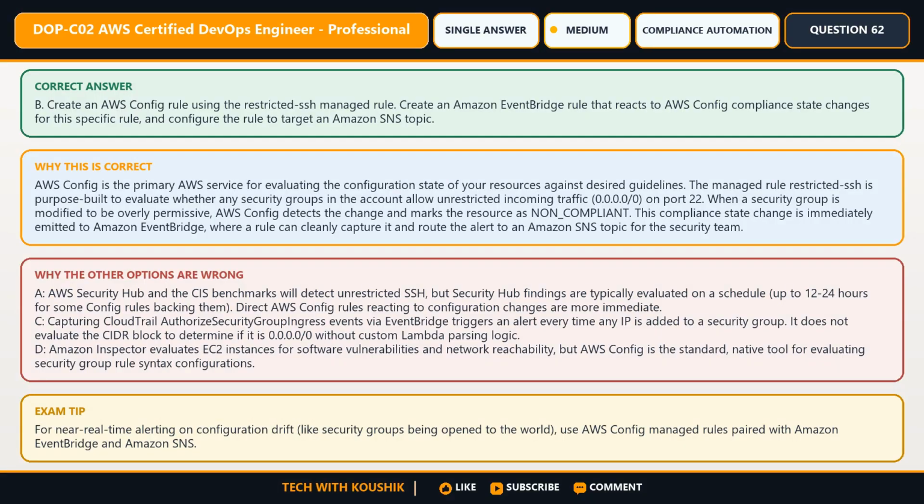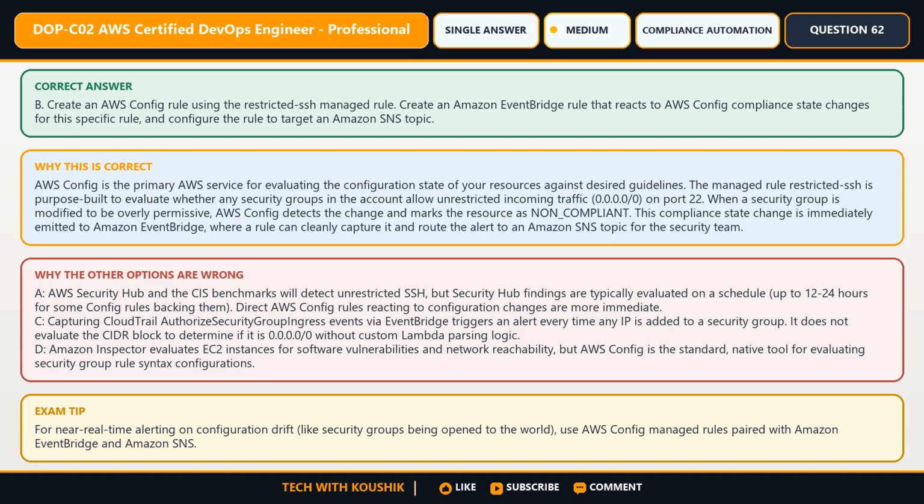The answer here is option B. Create an AWS Config rule using the restricted-ssh managed rule. Create an Amazon EventBridge rule that reacts to AWS Config compliance state changes for this specific rule and configure the rule to target an Amazon SNS topic.